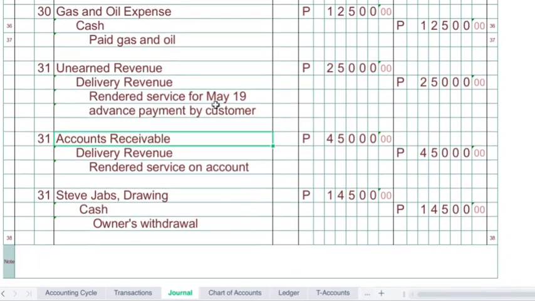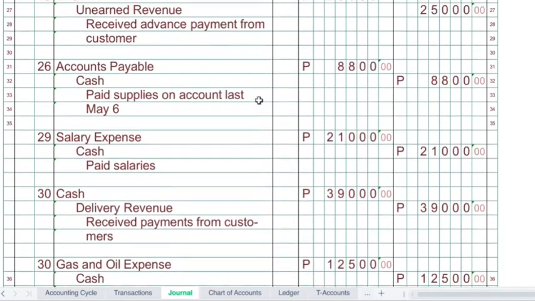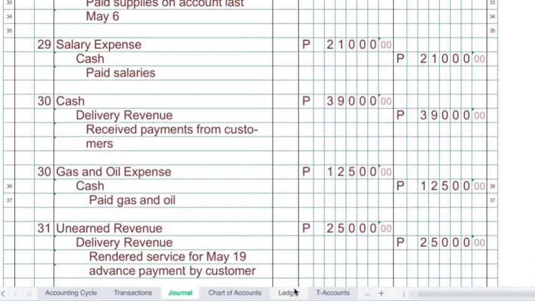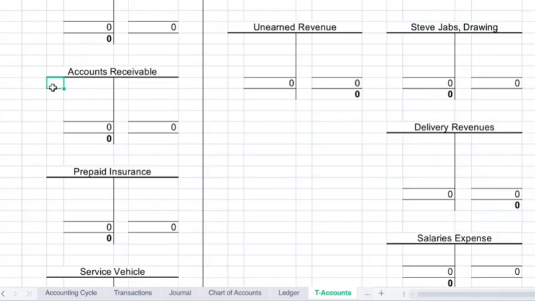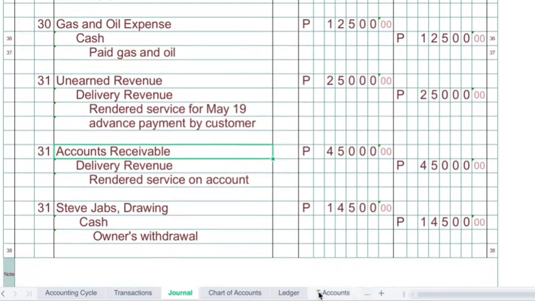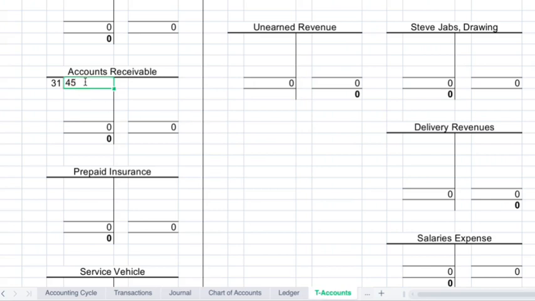Okay, so we have May 31 lang. Okay, so that's so easy. So, we have May 31 debit side 45,000. Okay. So, since yun lang naman yung transaction natin, no, for the month of May, so, ang balance natin ay 45,000. So, that is debit balance. Okay.